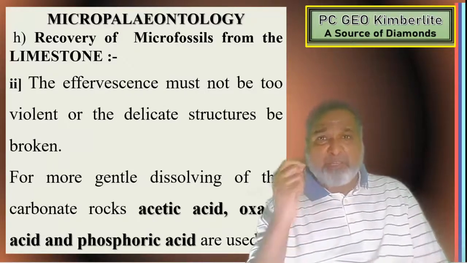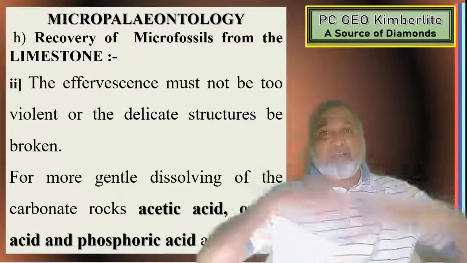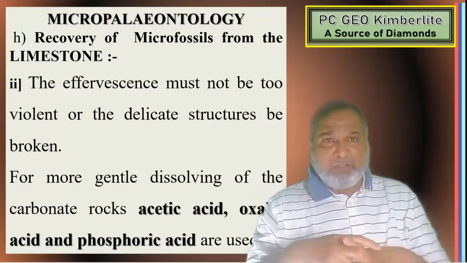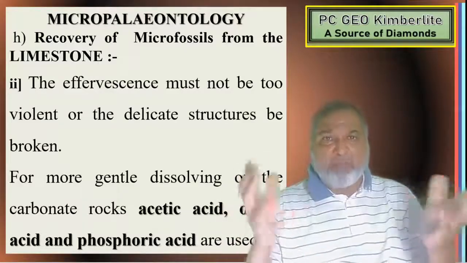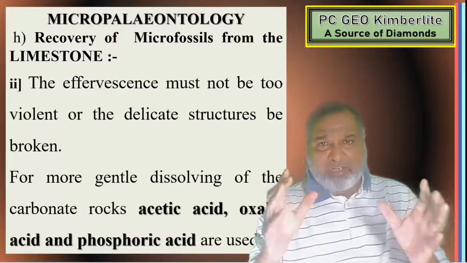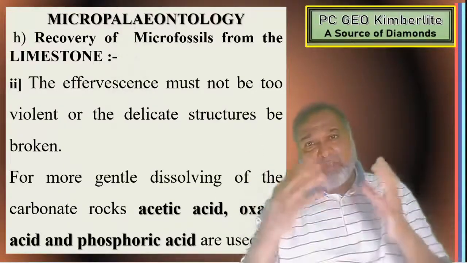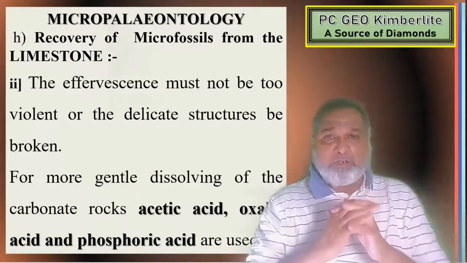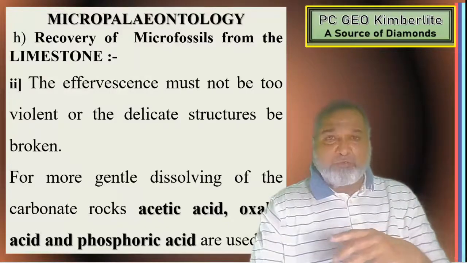The effervescence must not be too violent. That is also very important. If the effervescence is too violent, it will break and burst everything in front of you where you are doing the experiment. It might get on your skin, your clothes, anything may happen. So be careful. The reaction must not be too violent or delicate structures will be broken, and in addition there will be damage to yourself also. For more gentle dissolving of the carbonate rock, use acids like acetic acid, oxalic acid, and phosphoric acid. These are very strong ones, so we have to take care.